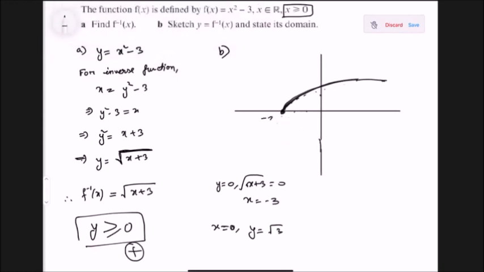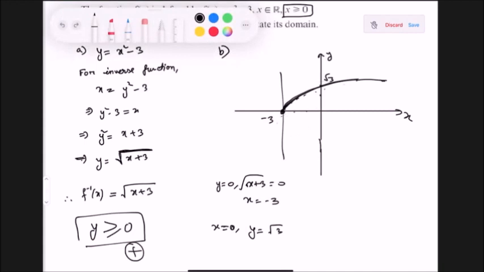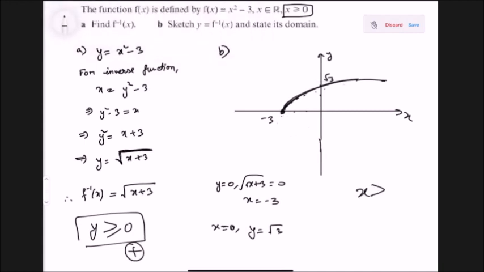This coordinate was minus 3, this was root 3. And just by looking at this sketch, we can say that x is always greater than minus 3, as in at the right side of this point. So x is greater than minus 3. So that's the domain. Using this information, we knew that y is greater than 0 for this sketch.